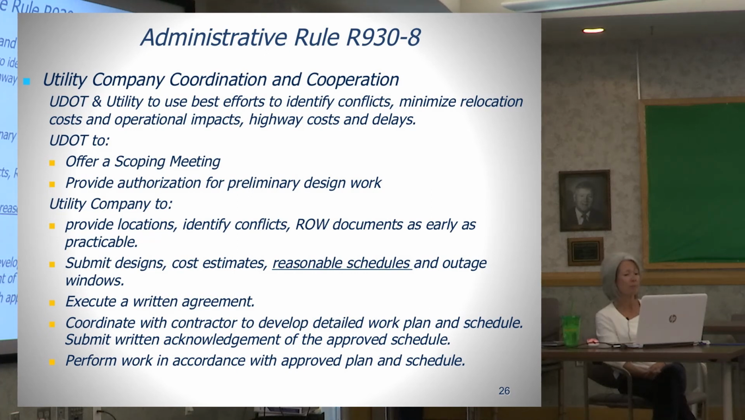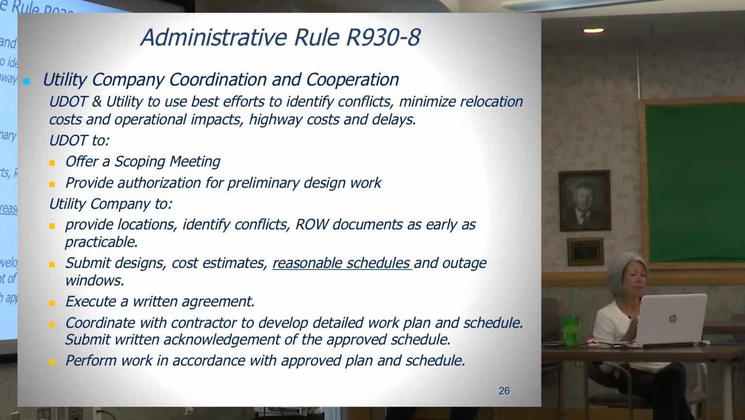The utility company is required to provide locations, identify conflicts, and provide their right-of-way documents as early as practicable. Submit designs, cost estimates, reasonable schedules for their work, and any required outage windows that they need or operational impacts to their facilities. Execute a written agreement with the department. Utility companies are required to coordinate with the contractor to develop a detailed work plan and schedule and submit a written acknowledgement of the approved schedule to the department and perform work in accordance with the approved plan.